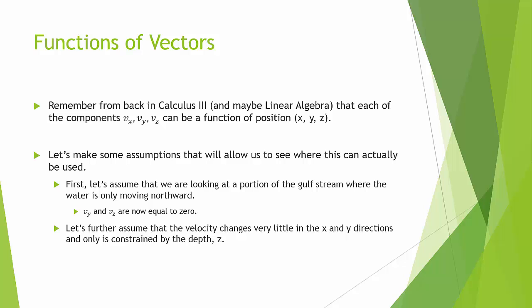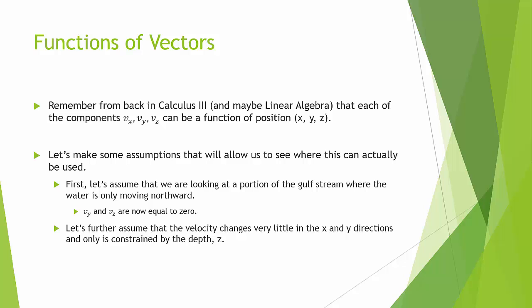So to be able to actually see what's going on with this field and to be able to see how we use fields, we're going to make some assumptions for our model. And once again, this comes directly from the book. So first, we're going to assume that we're going to look at a portion of the ocean wherein all of the water is moving purely northward. And one good example of that is a section of the Gulf Stream on the east coast.